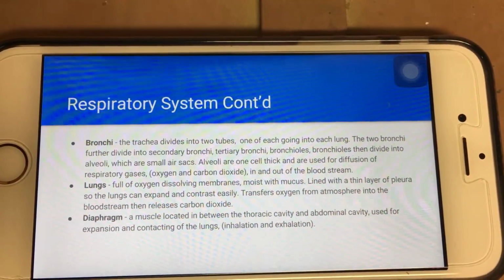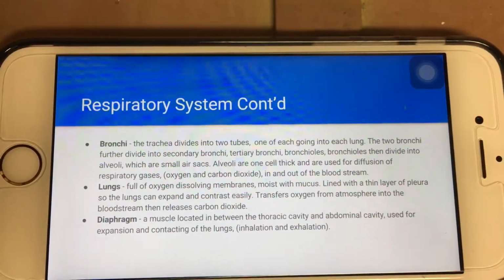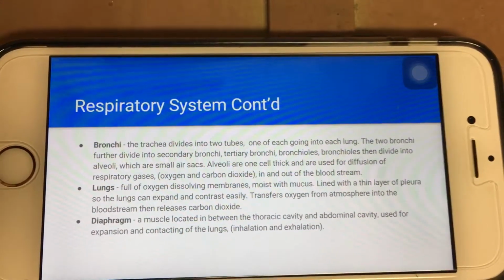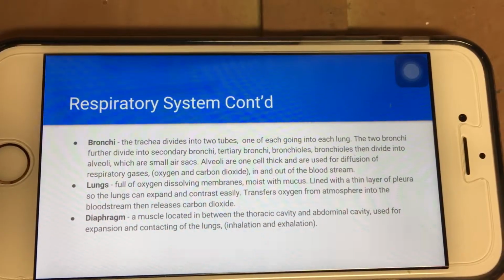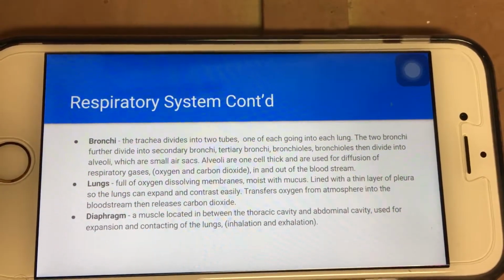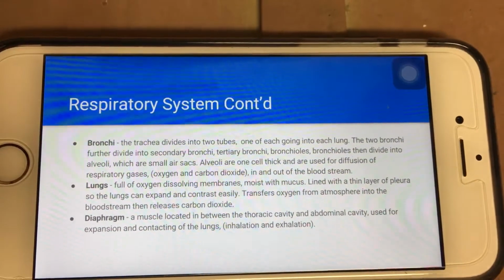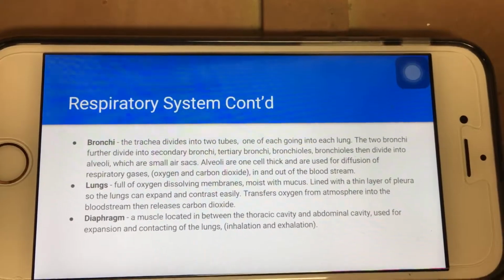Alveoli are one cell thick and are used for diffusion of respiratory gases, oxygen and carbon dioxide, in and out of the bloodstream. Lungs. Full of oxygen-dissolving membranes, moist with mucus, lined with a thin layer of pleura, so the lungs can expand and contract easily. Transfers oxygen from the atmosphere into the bloodstream, then releases carbon dioxide.